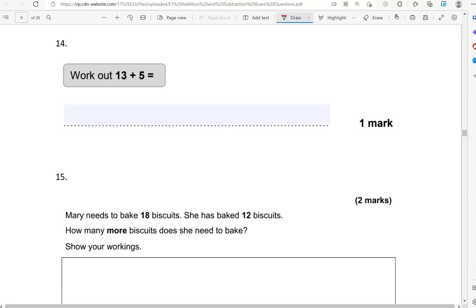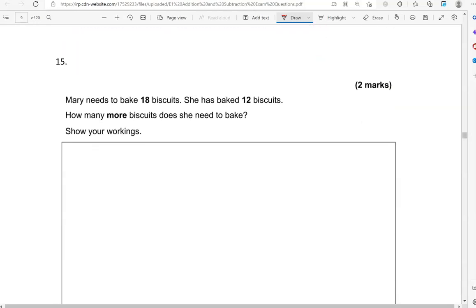Work out 13 add 5. So 13 add 1, 2, 3, 4, 5. Go to 14, 15, 16, 17, 18. So the answer is 18.